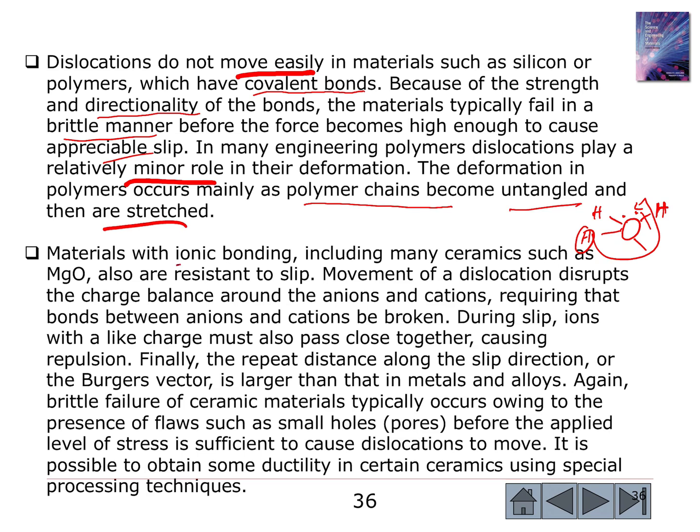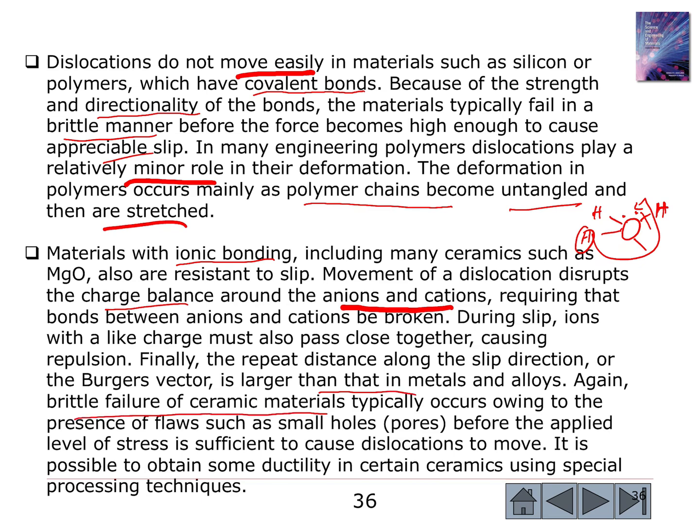Okay, materials with ionic bonding, including many ceramics such as MgO, are also resistant to slip. Movement of a dislocation disrupts the charge balance around the anions and cations, requiring that bonds between anions and cations be broken. During slip, ions with a like charge must also pass close together, causing repulsion. Finally, the repeat distance along the slip direction, or Burgers vector, is larger than that in metals and alloys.